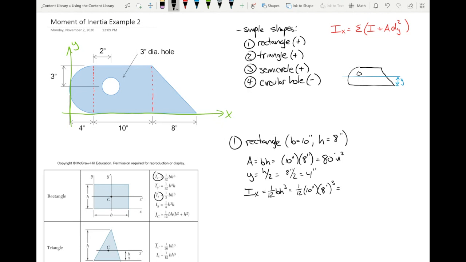There we go. 426 point, we'll give it one more decimal, 426.67.